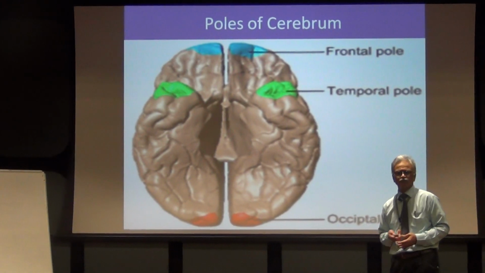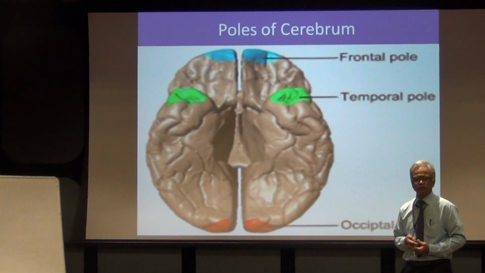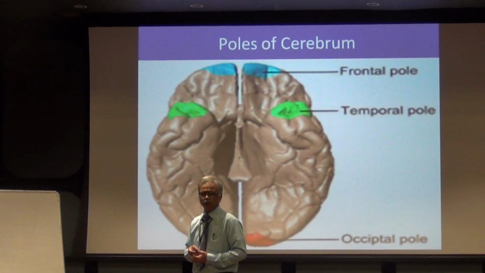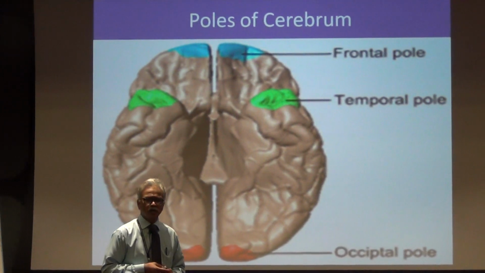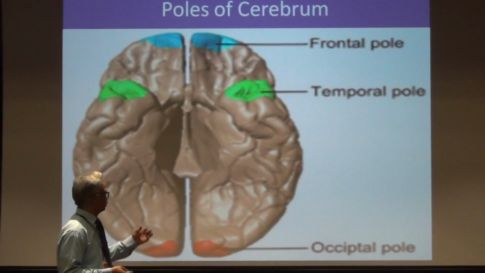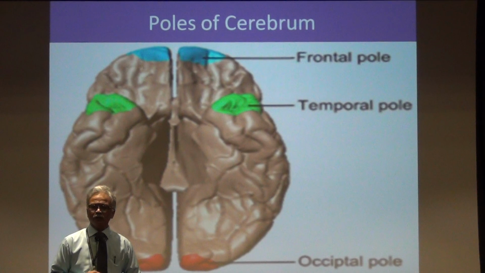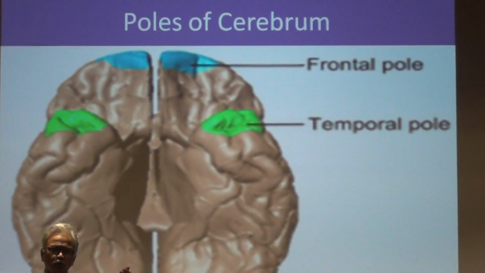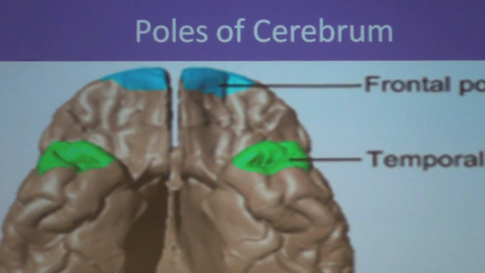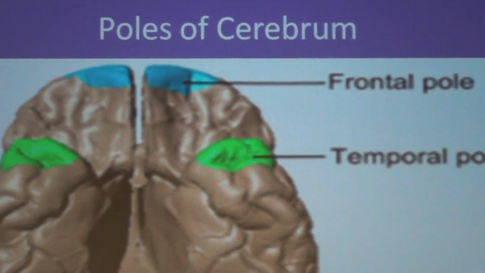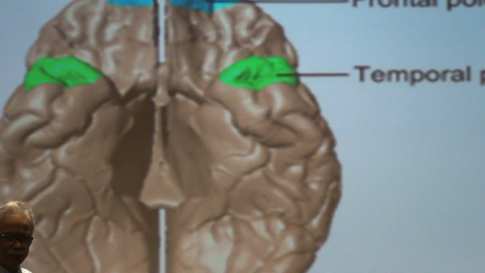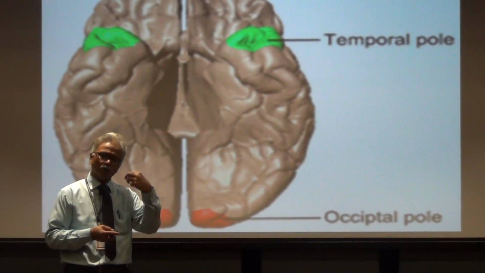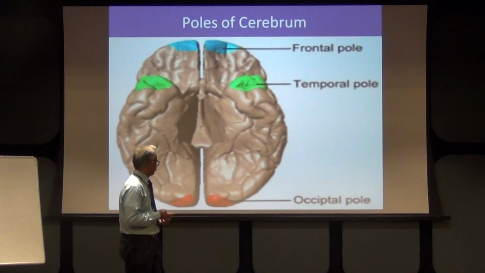Now coming to the poles, the cerebrum presents three poles. Anteriorly there is the frontal pole, posteriorly there is the occipital pole, and in between these two poles, inferiorly, there is another pole called the temporal pole. The frontal pole lies in relation to your forehead, the occipital pole in relation to the occiput, and the temporal pole lies behind your orbit in the middle cranial fossa.